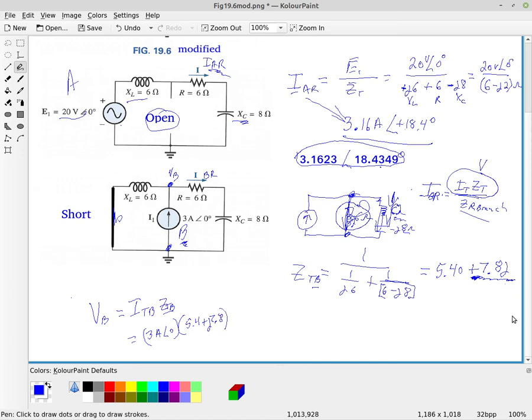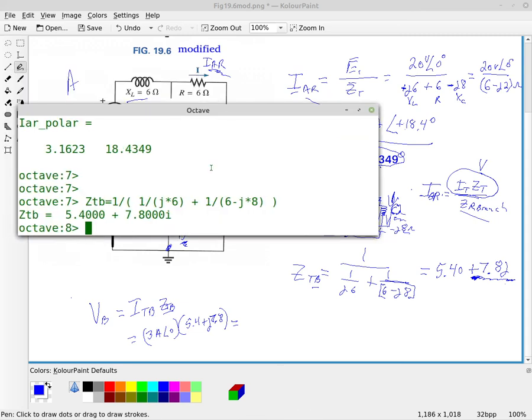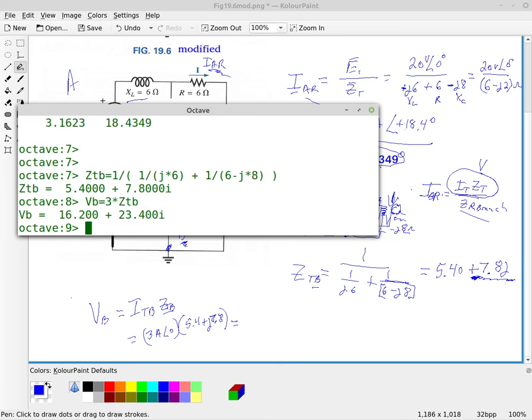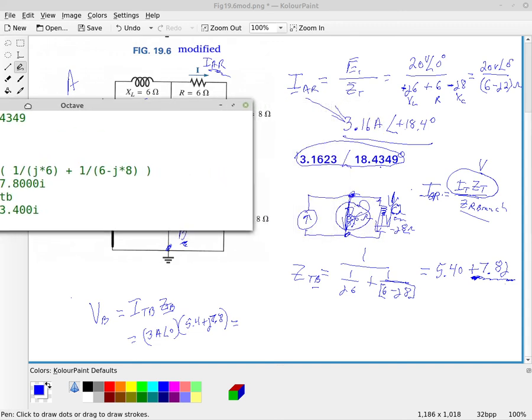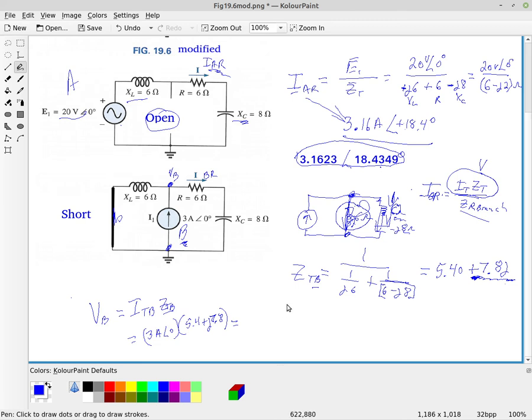Remember it doesn't matter whether the J is in front or behind. And so we can calculate that. VB is equal to 3 times ZTB, and so that is my voltage. Again, that's the rectangular form, and I could convert that to polar form, but at this point I don't really need to, because what I need to find is the current through IR.